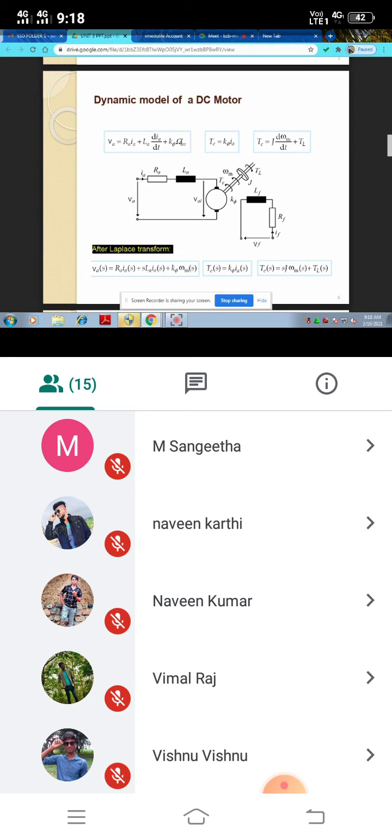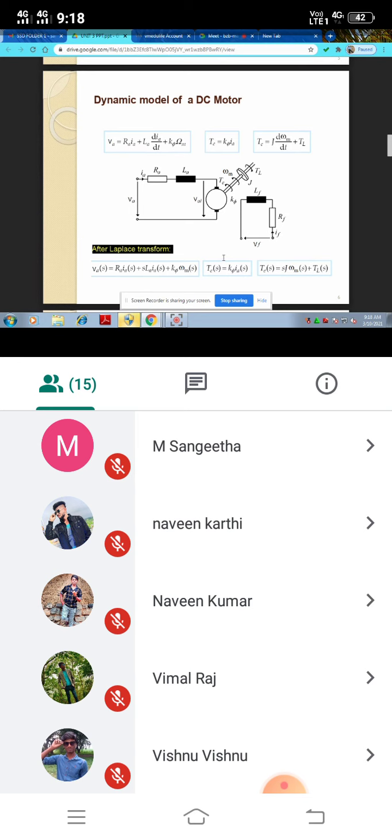K phi, this is not ohm, this is omega. They put it wrongly. So K phi into omega m of s, the angular velocity. This equation comes from this differential equation.